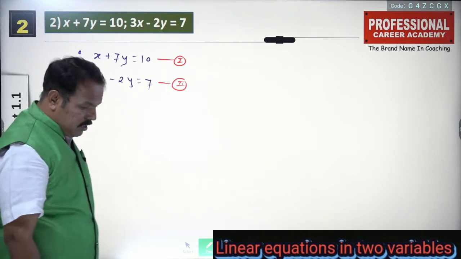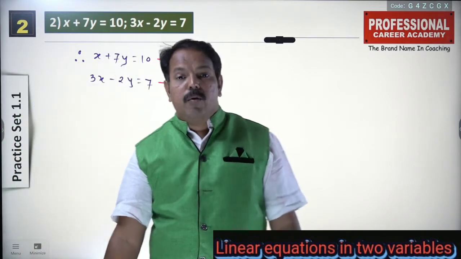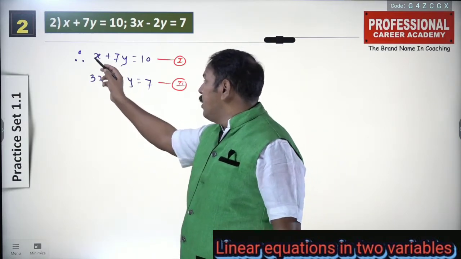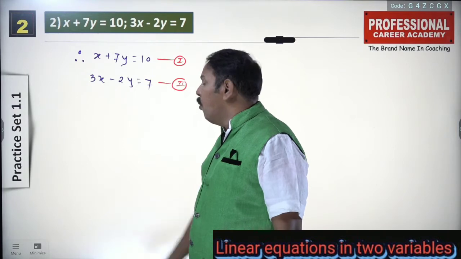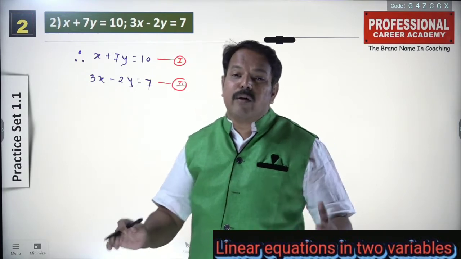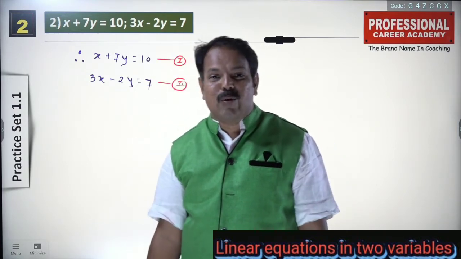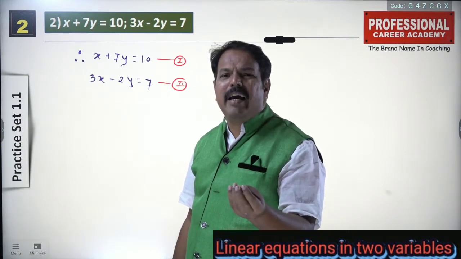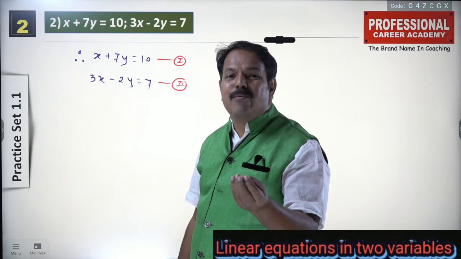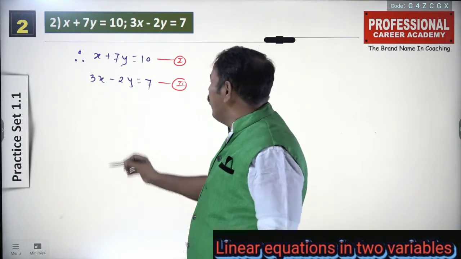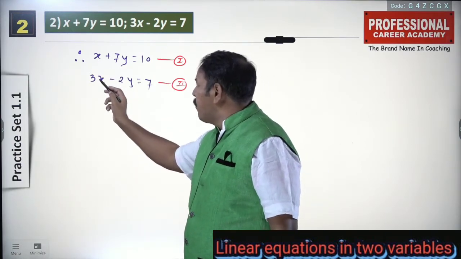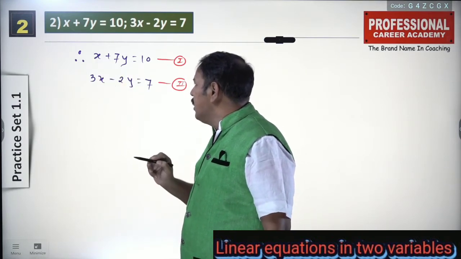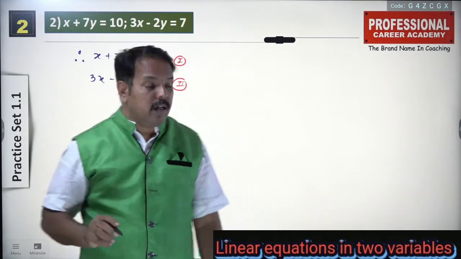Right? Now let us see whether at least one of the coefficients is same or not. Here it is 1 and 3. No. 3 and 2. No. Okay, not a single coefficient is same. Then what to do? Then you have to multiply one of the equations by a number. For example, in order to equate the coefficient of x, you have to multiply this equation by 3 so that it becomes 3x. Okay, so this is simple.